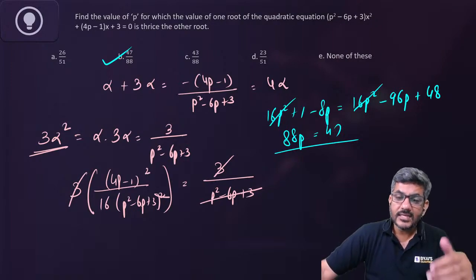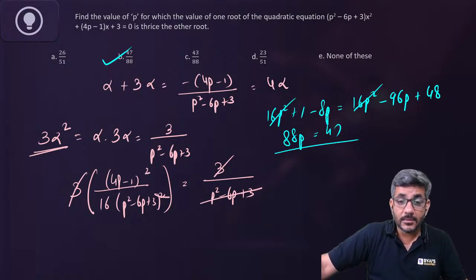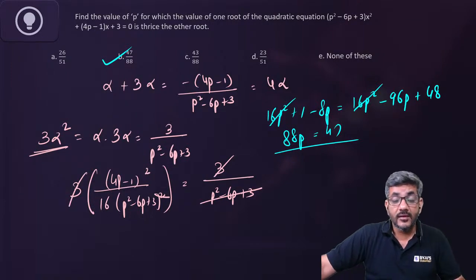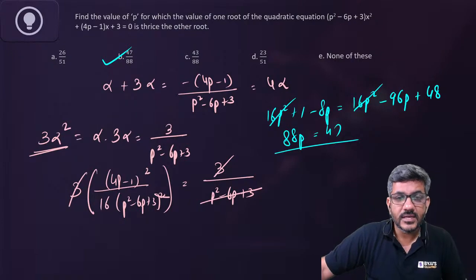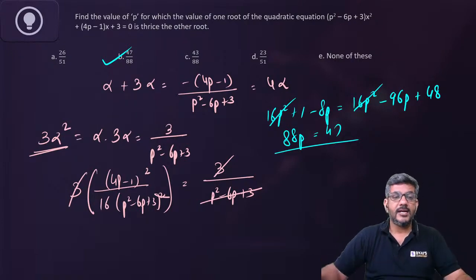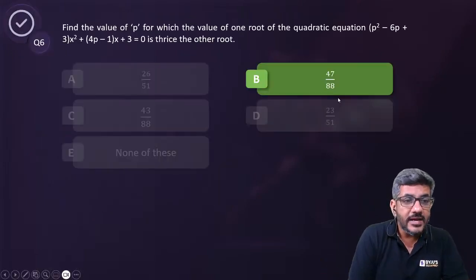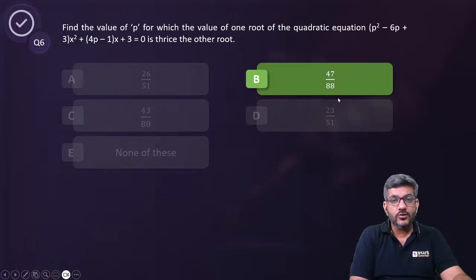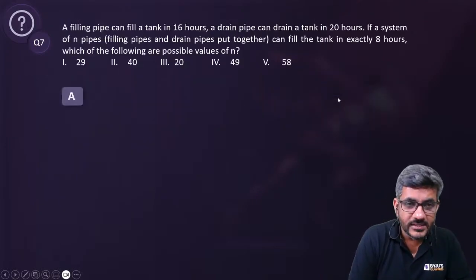As I said, a little lengthy question, therefore I did not discuss it, but still Ridho has answered correctly. Very good, Ridho. Very good. So the correct answer for this question was 47 divided by 88. That was question number 6 for all of you. I'll move ahead to question number 7. Let's see who answers fastest.